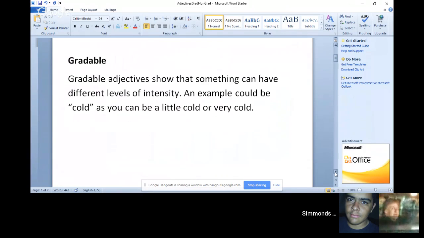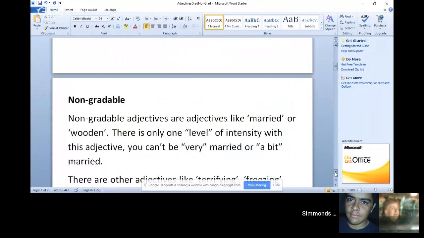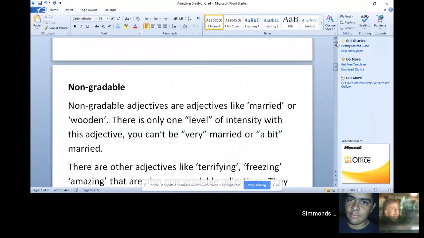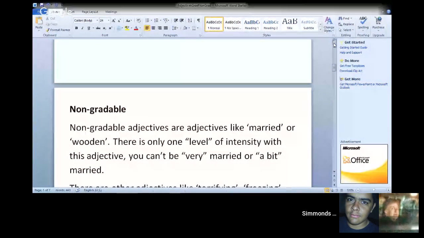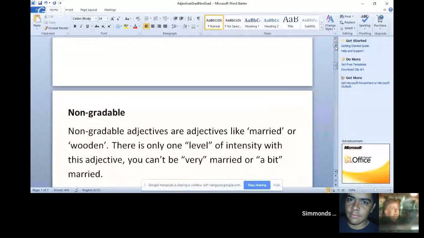The other one, the non-gradable. Ken, could you read this? Non-gradable. Non-gradable adjectives are adjectives like married or wooden. There is only one level of intensity with this adjective. You can't be very married or a bit married. Or very wooden or a bit wooden. There's really, it's wooden or not, basically.